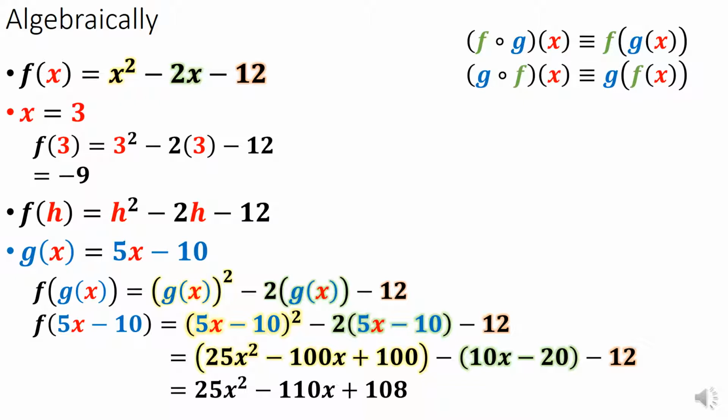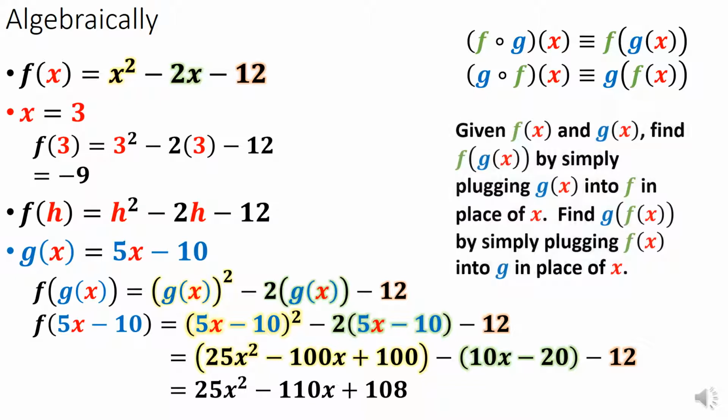I can also say that g composed with f of x is the same as g of f of x. If we're given f of x and g of x, we find the composition f of g by simply plugging g into f in place of x. That's basically what we did on the left side of the screen there. We can also find g of f of x by plugging f into g in place of x.